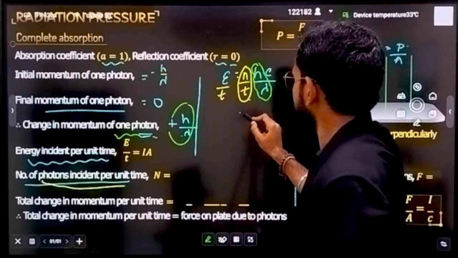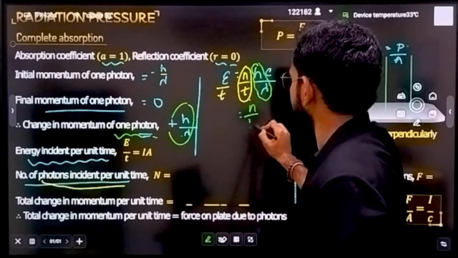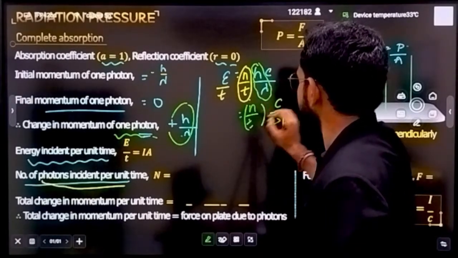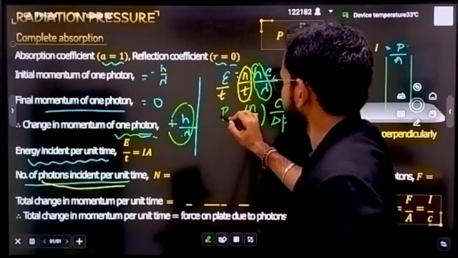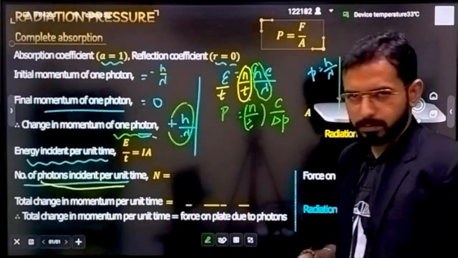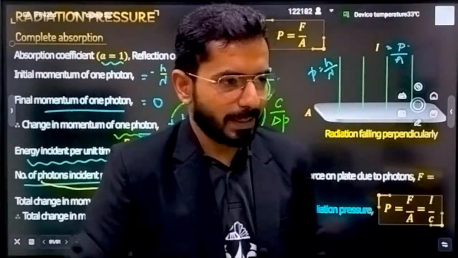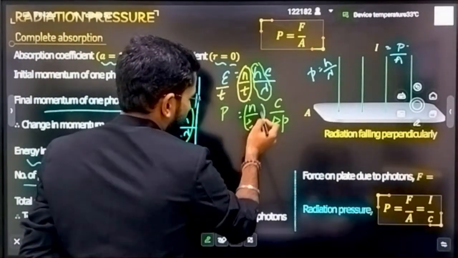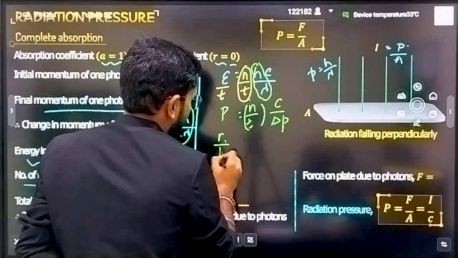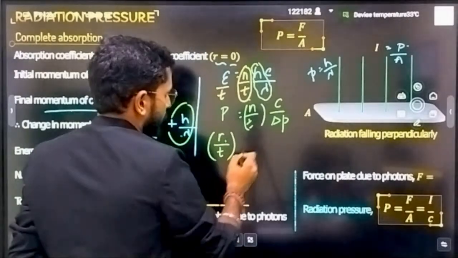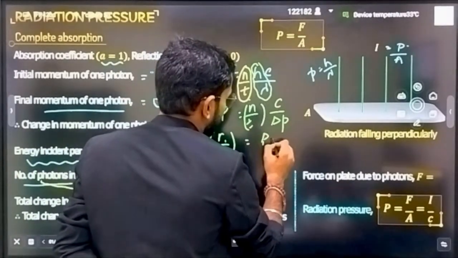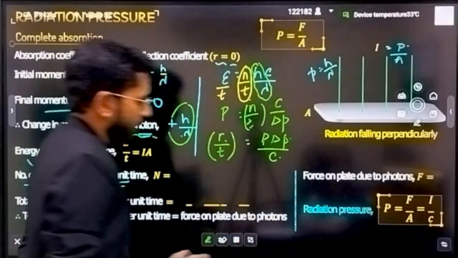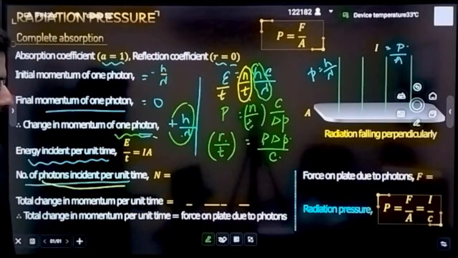That means I can say it can also be written as n by t divided by change in momentum. Here it is c and here it is, I can say it is nothing but power. इसको तो power लिख सकते हैं ना, energy by time. तो अब बताओ कि what I can say, this is what I have to calculate. I will say number of photons per unit time is equals to power into change in momentum divided by c.